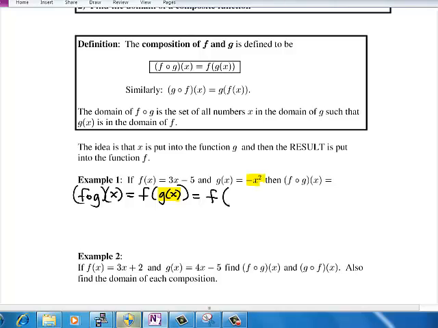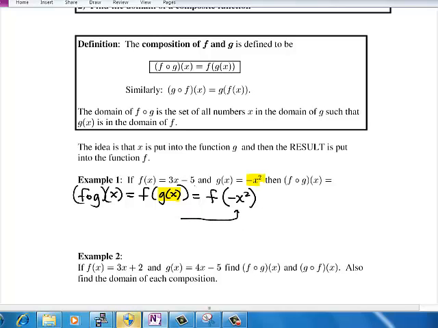So we want to do f of, instead of g of x, we'll write the pattern for g of x, which would be negative x squared. We're just rewriting: g of x is the same as negative x squared, so replace that, and leave f on the outside. And this is where it gets a little more complicated.